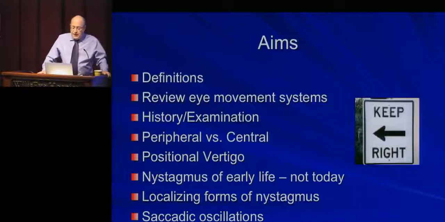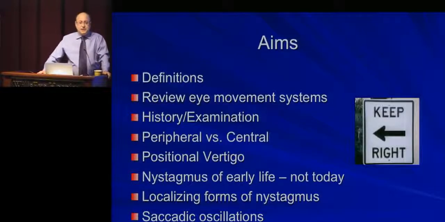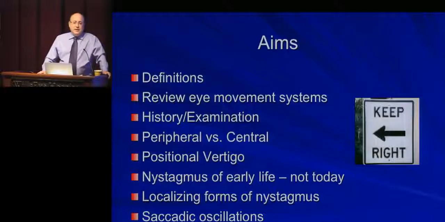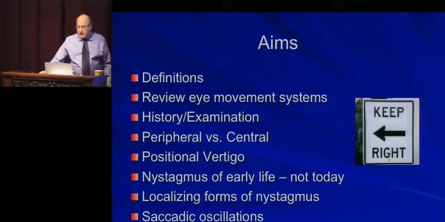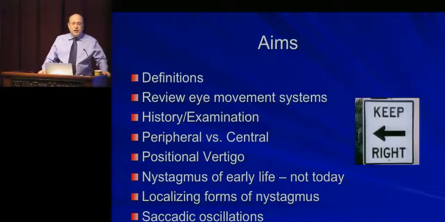We're going to go through a sort of tedious introduction with definitions of nystagmus and reviewing the eye movement systems we have, because nystagmus is a result of a dysfunction in these eye movement systems. We'll go over the history and examine these patients, try to localize nystagmus, first of all, peripheral versus central, talk about positional a little bit. We're not going to get into nystagmus of early life that I think you do in peds.